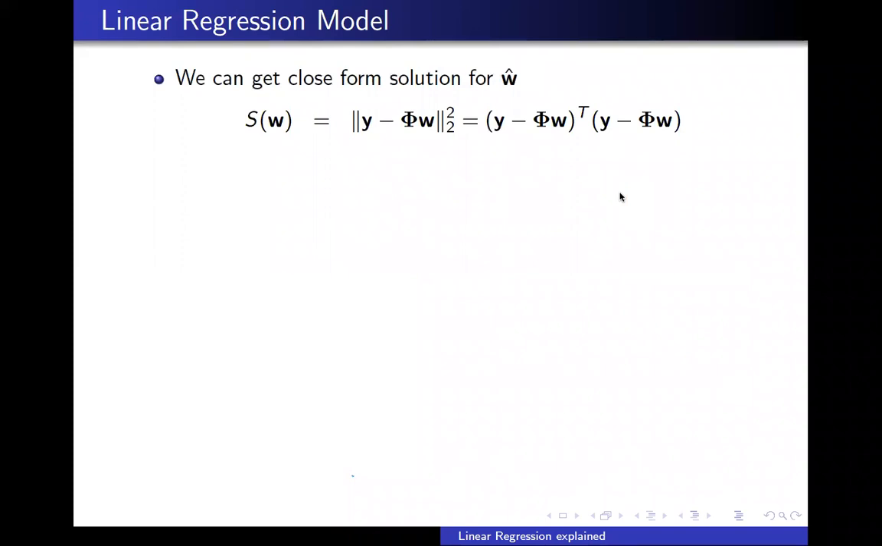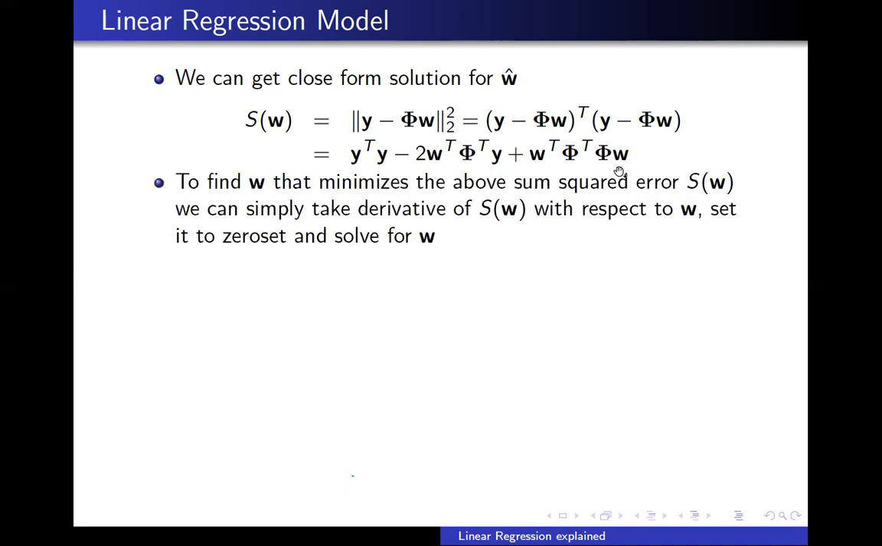So we can actually get a closed form solution for W hat in the case of linear regression. Remember, you are trying to minimize this quantity, which is a squared norm. The squared norm you can simply write in the form of a dot product: (y minus phi W) transpose (y minus phi W). If you distribute the terms, there will be 4 terms: y transpose y minus 2 times W transpose phi transpose y, plus W transpose phi transpose phi W.